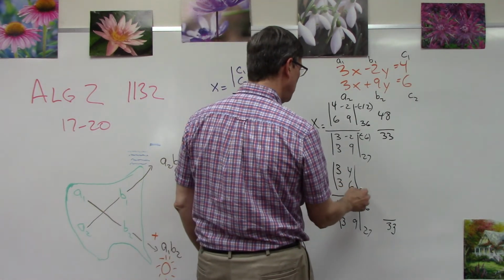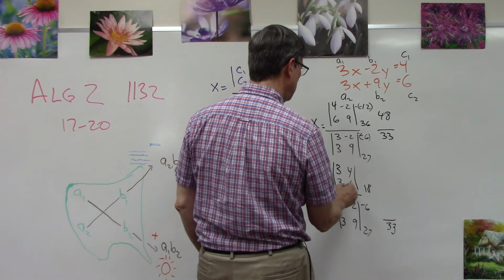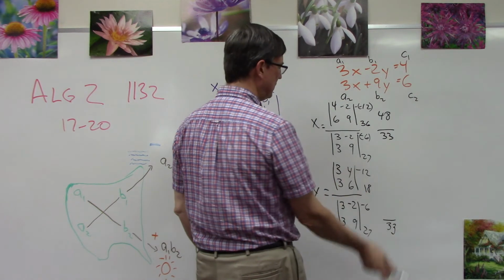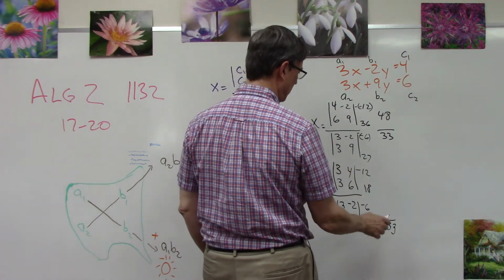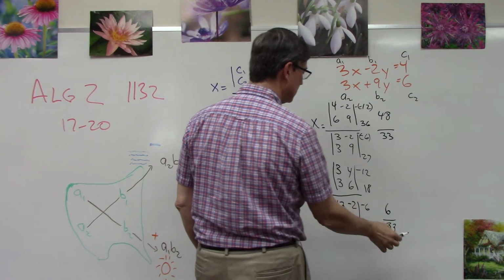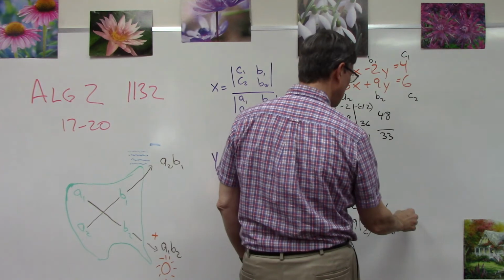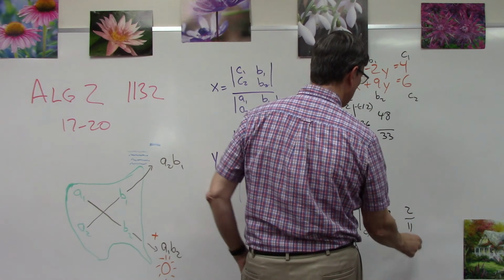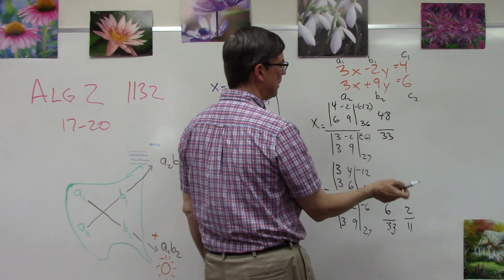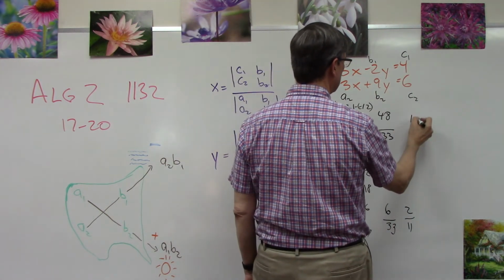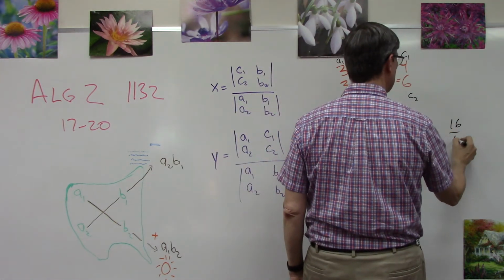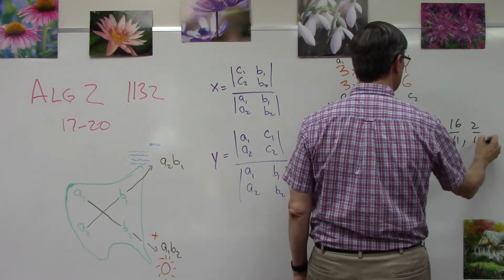All right, let's do the numerator up here. 3 times 6 is 18, 3 times 4 is 12. And then we do change this to its opposite, and we get -12. So 18 plus -12 is 6. That we can reduce, so 2 over 11. This one we can reduce by 3. So this would be 16 over 11. So we would say the answer is 16 elevenths, comma, 2 elevenths.